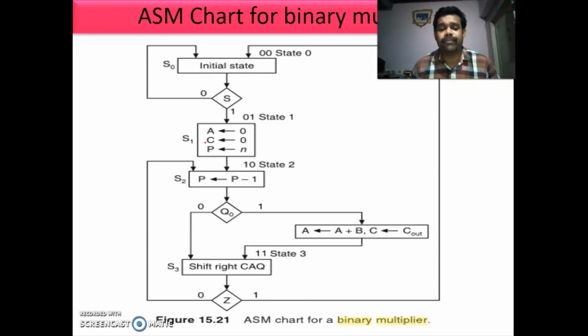Then you are checking the Q naught bit. If it is 1, you are going for adding, then shifting. You are adding and you are shifting. Next, if Q naught bit is 0, just you are shifting. Okay. Then if the count is 0, you are stopping there. If the count is 1, then Z is a conditional value. If it is 0, you are going to the S2 state. If it is 1, you are going to the initial state. Okay, this is a ASM chart for binary multiplier.